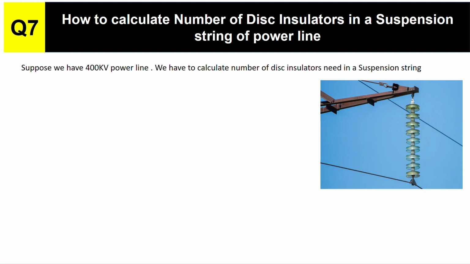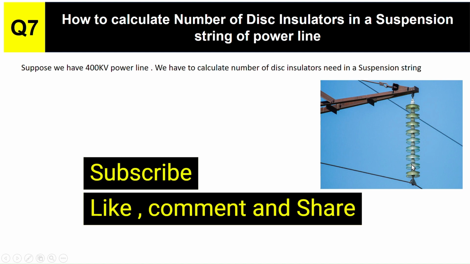Suppose we have a 400 kV power line. We have to calculate the number of disc insulators needed in the suspension string. This is the suspension string, and we have to calculate how many disc insulators are used for, suppose, a 400 kV line.